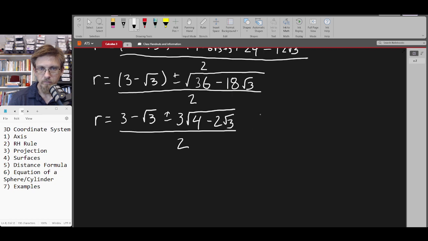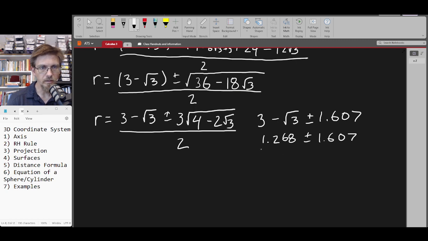So 3 minus rad 3 plus or minus approximately 1.607. And 3 minus rad 3 is going to be something smaller than 1.607. So this is 1.268 plus or minus 1.607, all over 2. And so we don't want a negative radius. And we're in the first octant, so we've got to take out the negative. So take out the negative there.